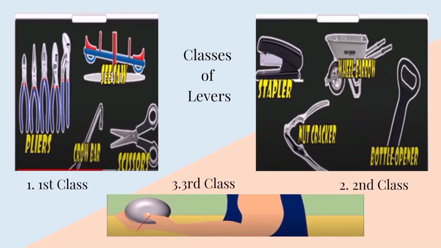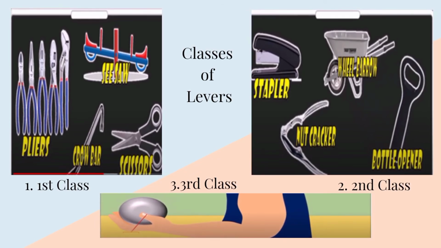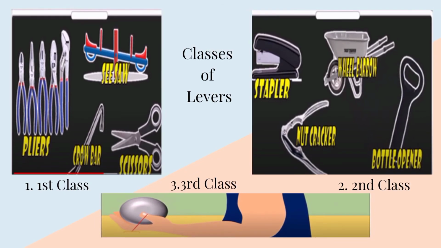Classes of levers. We have first class, second class, and third class. In the first class, we have seesaw, pliers, crowbar, and scissors. In the first class, the fulcrum is between the effort and the resistance.